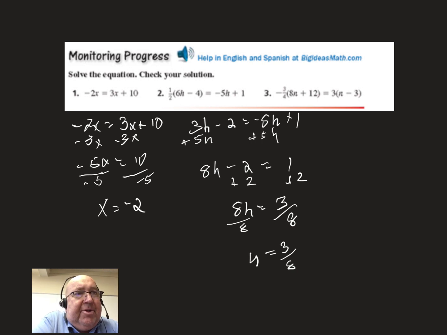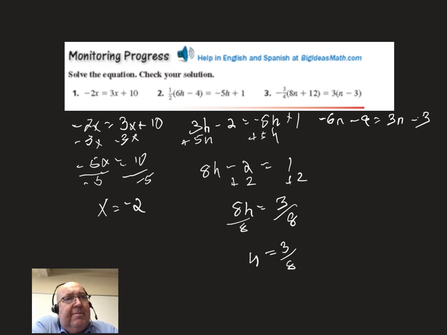I'm going to distribute this as I write it down as negative 3 over 4. So I'm dividing by 4 and multiplying by 3, so I'm going to get negative 6n. Dividing by 4 and multiplying by 3, minus 9 equals 3n minus 3. I'm going to do the same thing. I'm going to make my n's positive if I can. We're going to get negative 9 is equal to 9n minus 3.